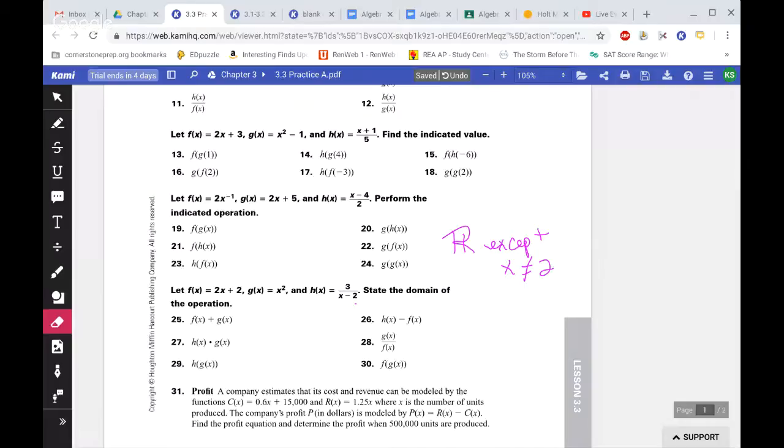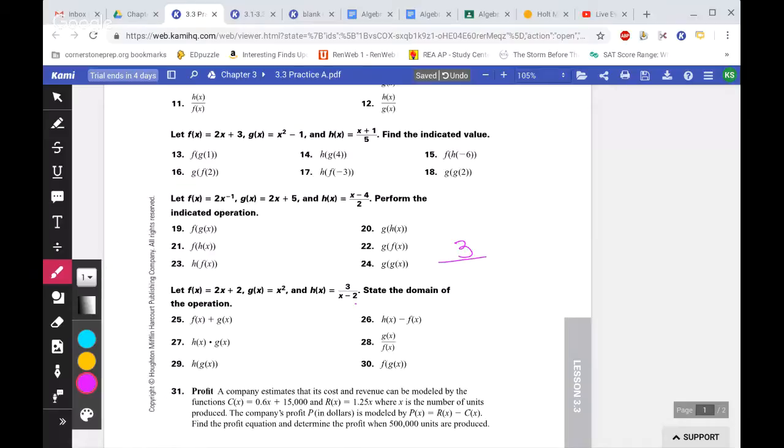All right. H. We've got 3. Oops, sorry. All right, 27. 3 over x minus 2 times x squared. All right, let's think about this. We've got a rational expression here, which tells us we've got a variable in the denominator. What could x not equal? Because you cannot have an x in the denominator. 2. So once again, it's all real numbers except 2. X cannot equal 2.